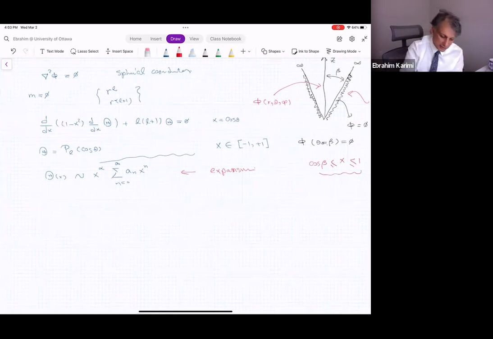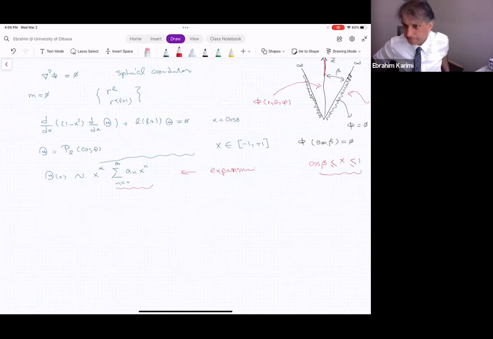So since this expansion happens around x equal to 0, we are not allowed to use that series expansion. What do we have to do? We have to do the expansion around x equal to 1, because that is included in the geometry that we do have. Clear?